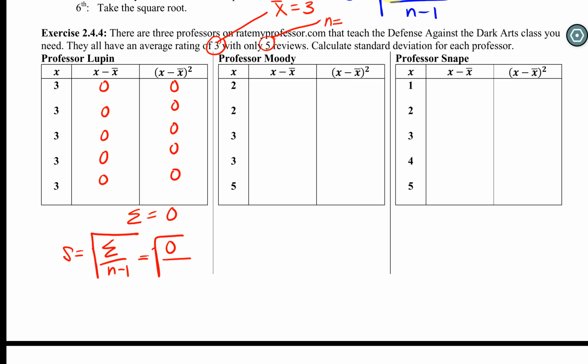There we go. n is equal to 5. So this would be 5 minus 1. And 0 divided by anything is 0. The square root of 0 is still 0. So this is just 0. There is no deviation from the mean. Everything is the same as the mean. So that one's a little bit silly.